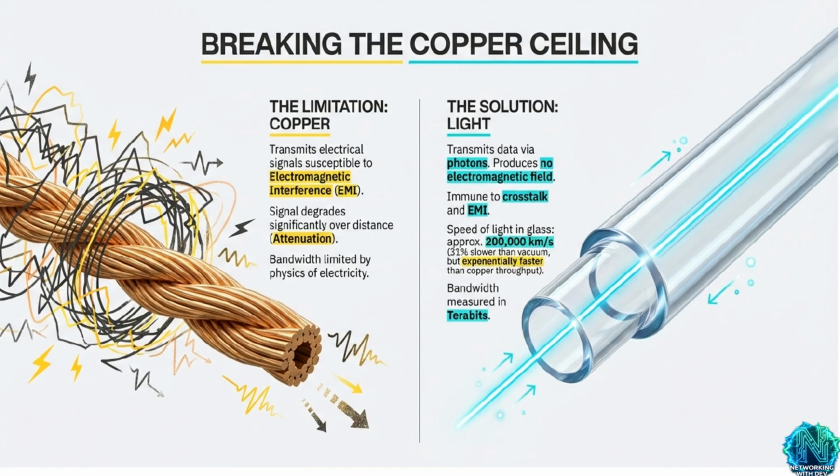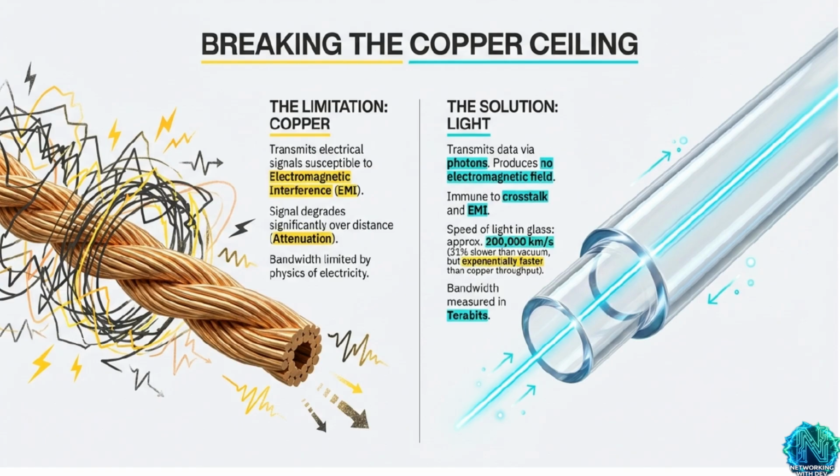The problem with copper is physics. It transmits electrical signals that are inherently susceptible to electromagnetic interference, or EMI. As those electrons travel, the signal naturally weakens, a process we call attenuation. The solution? We stop using electrons and start using light. Fiber optics transmit data via photons, which produce no electromagnetic field and are completely immune to crosstalk and EMI.